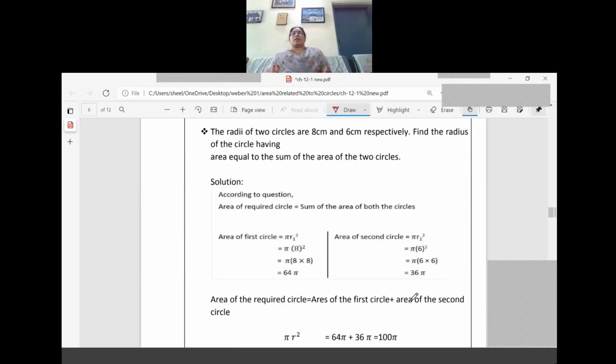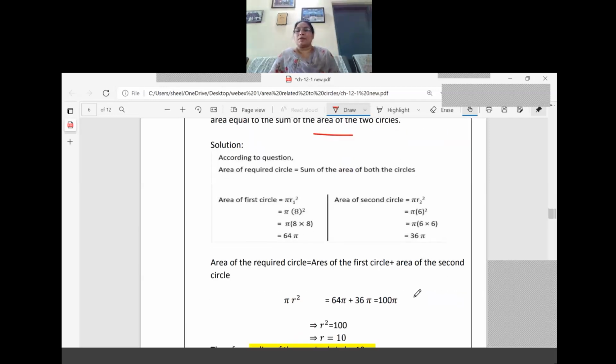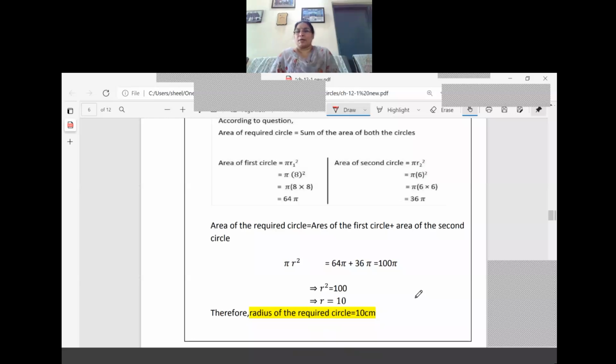Okay. The next question. The radii of the two circles are 8 centimeter and 6 centimeter. Find the radius of the circle having area equal to the sum of the areas of the two circles. Now let us see. Last time we saw that for circumference there is no squaring, nothing has come, direct substitution. Here what happens? We have to substitute squares because the formula is changed to area. So pi r1 square plus pi r2 square, separately we have calculated 64 pi and 36 pi. So area of the required circle equals 64 pi plus 36 pi, which is equal to 100 pi. From that r we can calculate, it is equal to 10.